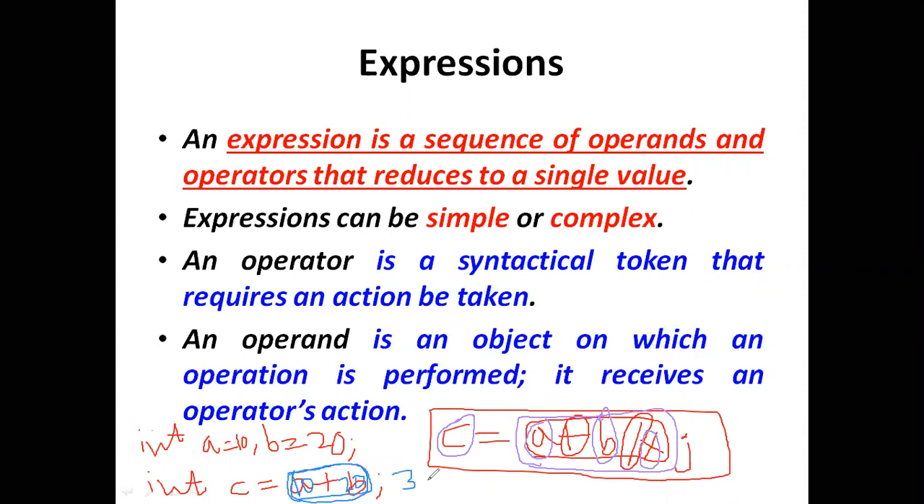We get 30. In the definition, an expression is a sequence of operands and operators that reduces to a single value. Here it has been reduced to 10 plus 20, which gives 30, and this 30 is stored inside c. This is called an expression: a combination of operands and operators that reduces to a single value.